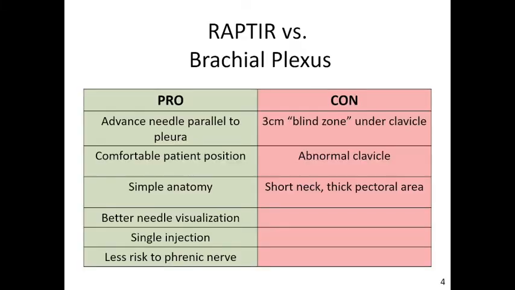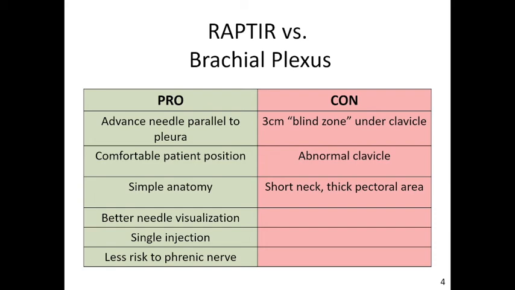There are important advantages and disadvantages to the RAPTIR technique to this block. This block can be compared to the infraclavicular or supraclavicular brachial plexus nerve block as described in a separate lecture. The advantages of the RAPTIR approach is that the needle is advanced parallel to the pleura, and so this offers a theoretical benefit that there is less chance of violation of the pleura with the needle.